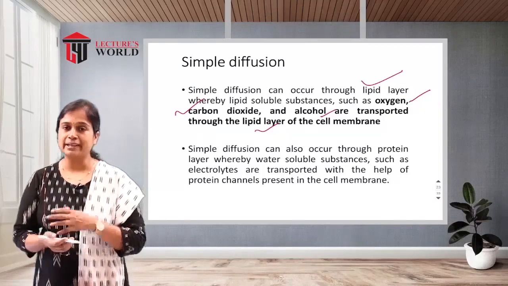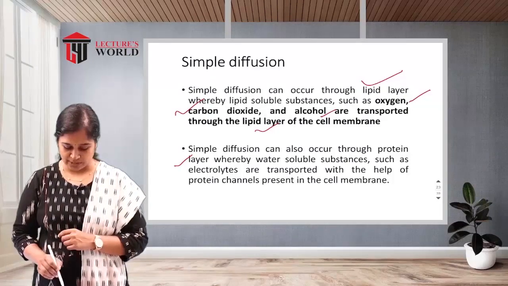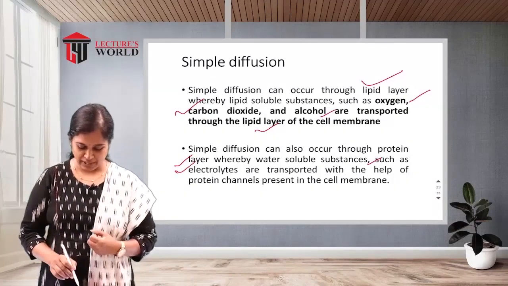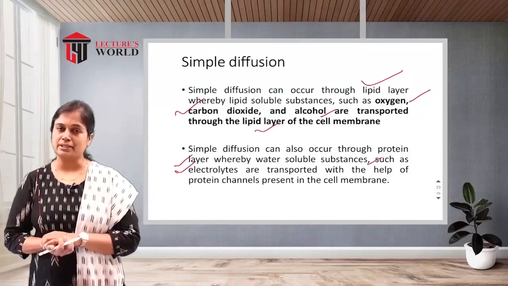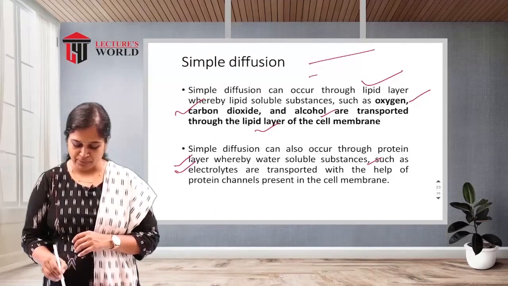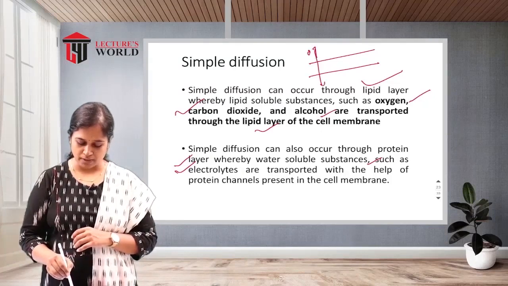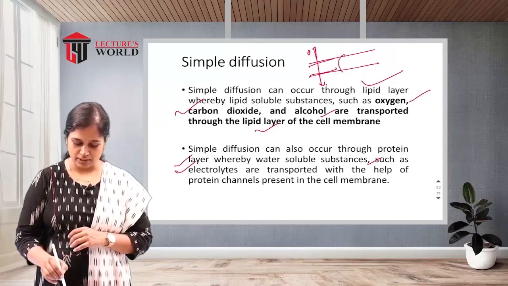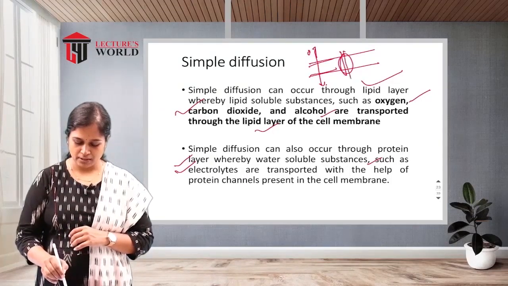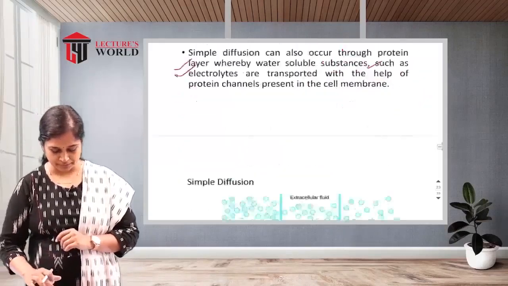Now simple diffusion can also occur through the protein layer, whereby water soluble substances such as electrolytes are transported with the help of protein channels present in the cell membrane. Simply, this is the membrane, and the molecules are transporting from here to here through the lipid bilayer, which is called simple diffusion. The other one is a protein channel, and the molecules transport through the channel from here to here. That is again an example of simple diffusion.